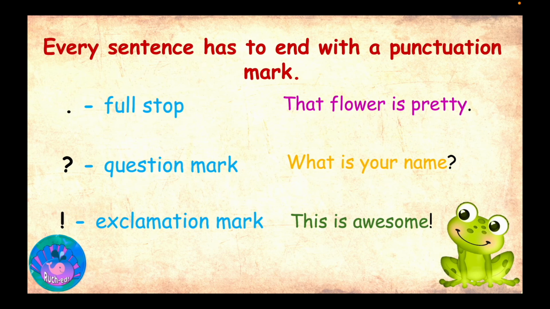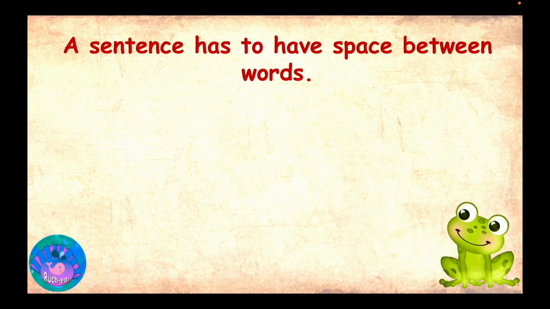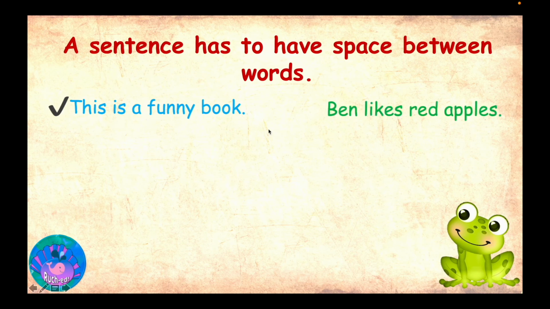So, we come to another important point. In a sentence, we need to have space between words. For example, this sentence is written correctly because we have space between words. And this is also written correctly because I see space between words. But what about this sentence? I can't even read it. There is no space between words. I get it. That is why we need to have space between words so that we know where one word ends and where the next one begins.